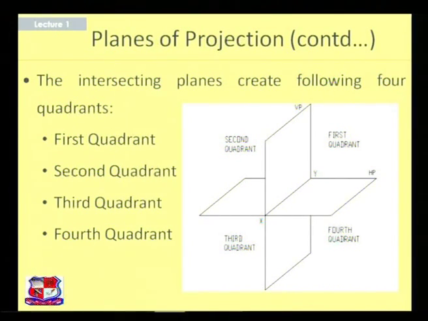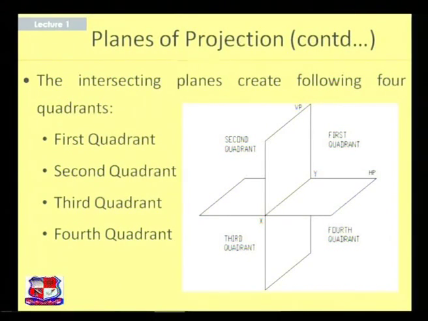Now this arrangement of horizontal plane and vertical plane creates the 4 quadrants, which is most important, right? As we can see in the figure, the 4 quadrants are divided as first quadrant, second quadrant, third quadrant, and fourth quadrant, which are numbered in the same direction, the anti-clockwise direction, right? The first, second, third, and fourth.